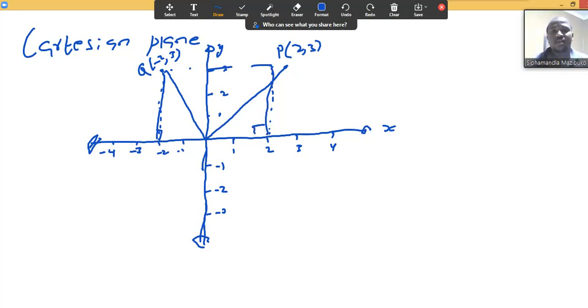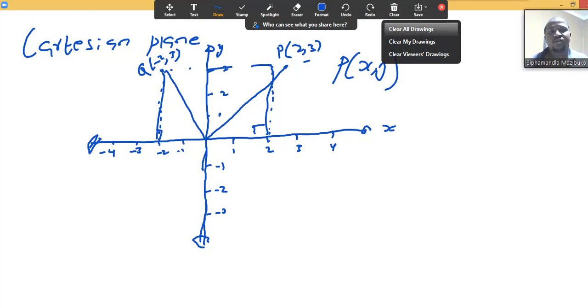So we can look at the coordinate. We're calling this a coordinate. They're always in the form of x and y. So you see here, P is (2, 3), Q is (-2, 3). Our 2 is x and our 3 is y. So we write it in this format here.